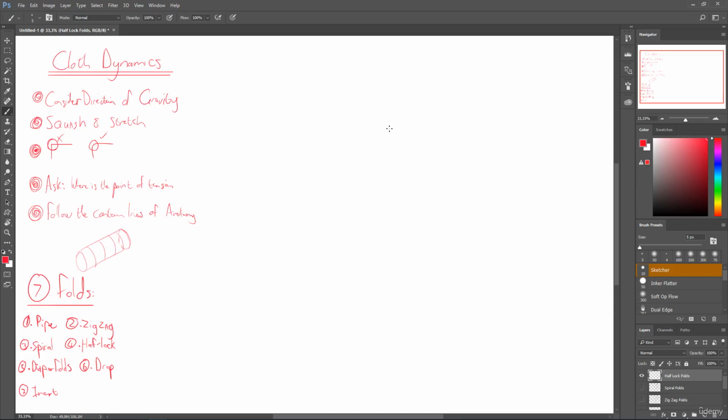So when it comes to half-lock folds, I'm not entirely sure why they're called half-lock folds. I've never really investigated it. But the idea with half-lock folds is that on one side we're having compression occurring on a form, and I'm drawing an arm here that is bending at a 90-degree angle. This is more just the model of what's happening with the folds. So we have compression happening on one side, and then on the other we have a stretching happening.